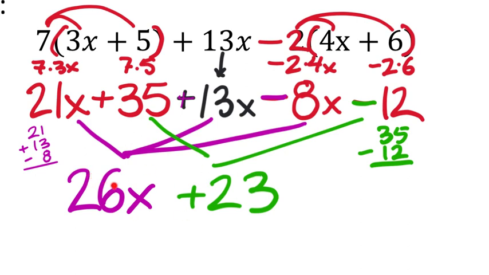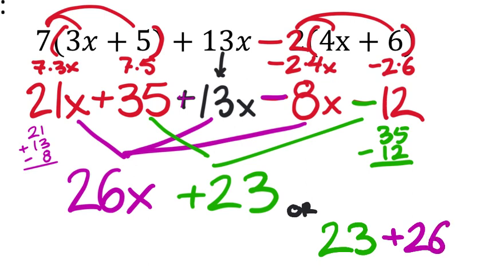Remember, you cannot combine this x term right here and this constant because they're not like terms. So it just stays like this. Of course, you could have kind of reversed that, made that 23 positive, and then positive 26x's. Same exact expression, just written in a different order. And that's okay if you do that, okay?